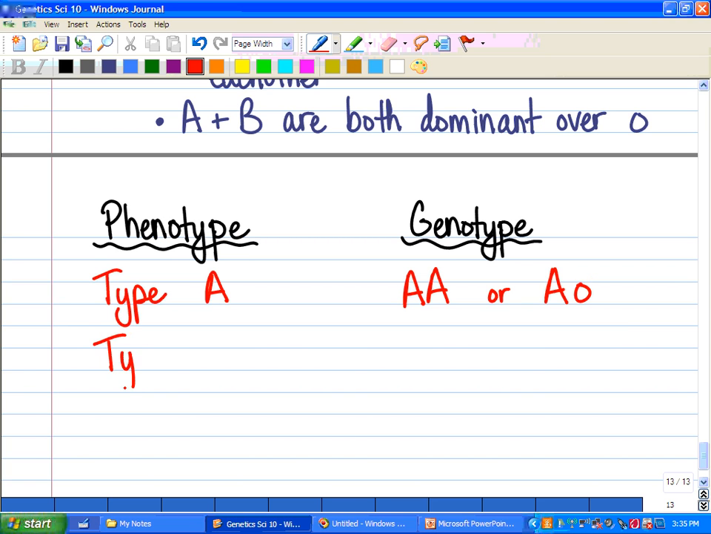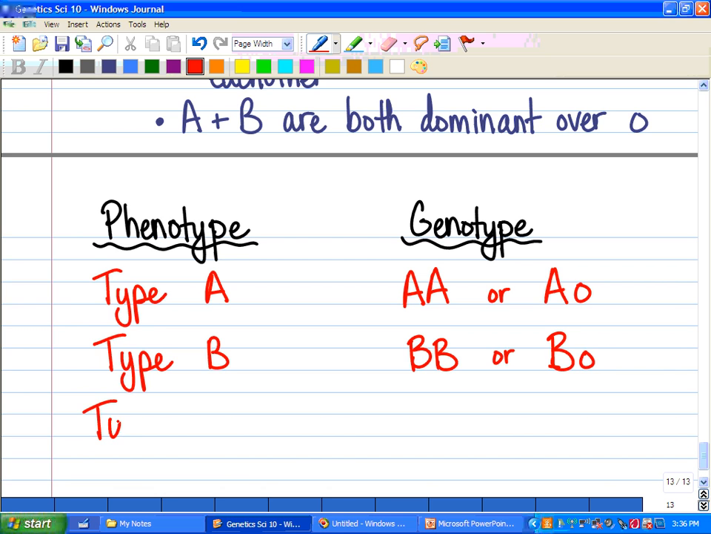Another one is type B. So it's the same sort of game. Our genotype would be, or could be, capital B, capital B, where you got one of each of those B alleles from mom and dad. Or, I don't mean you're smelly here, you could be BO, where one parent gave you a B and one gave you an O, but B dominates over O.